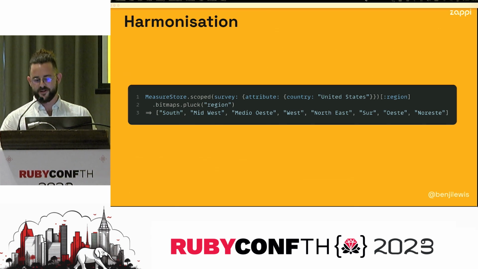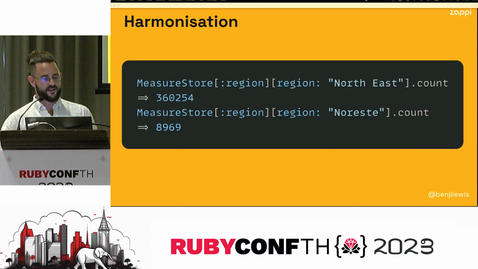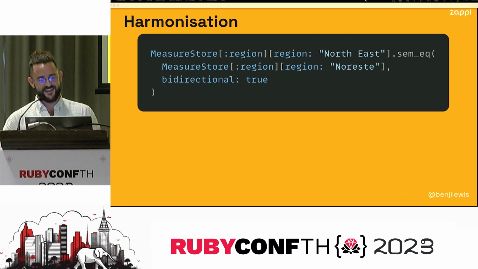So we'll start off by looking at the counts of the Northeast region and the Noreste region. Please excuse the pronunciation on that. But there's 360,000 respondents in the Northeast region and 9,000 from Noreste. And we can run this semantic equality command, which is what we use to harmonize data. And we can see in this example that we're setting that bidirectional flag as true. So it's going to go in both directions.